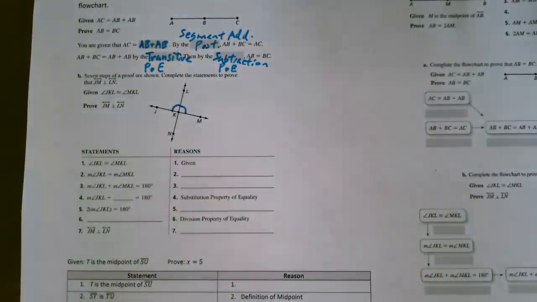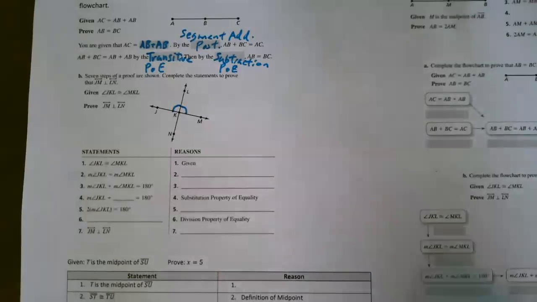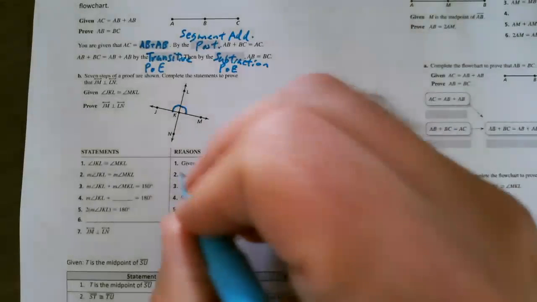Now, you could write this a couple different ways. You can either write just plain old definition of congruency, because anytime we have congruent figures, their measures are going to be equal. Or if we want to be more specific, here we're dealing with angles. So we could just say definition of congruent angles. All right, so that's what I'm going to write.